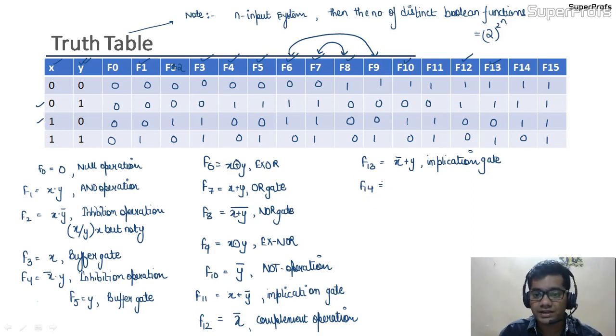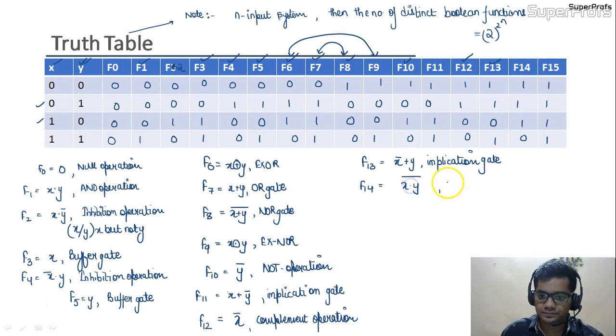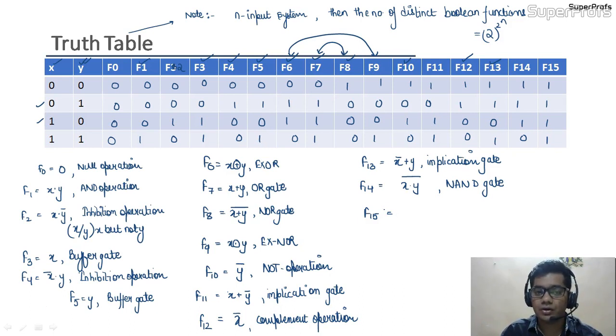Now we are going to see F14. For F14 we can see that F1 and F14 are complement to each other, because for F1 it is 0 0 0 1 and for F14 it is 1 1 1 0. So as F1 is the AND operation, F14 would be our NAND operation, that is (X dot Y) bar, and it would be our NAND gate. Okay, now we are going to discuss F15. So what would be F15? The output for F15 is 1 1 1 1. That is, for all the input combinations the output is 1.